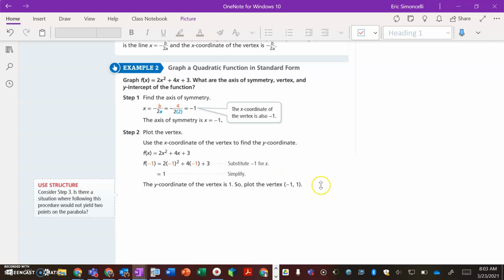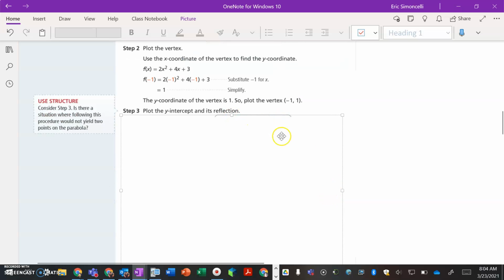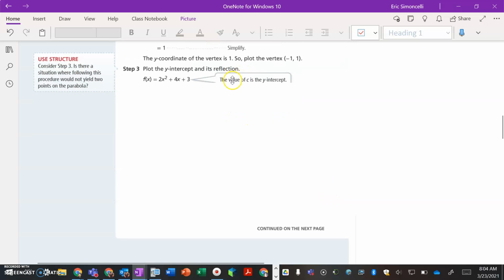So the y-coordinate of the vertex, like I said, is 1, so we're going to plot that point, -1, 1. And we're also going to plot the y-intercept and its reflection. So let's start unfolding here and uncovering. The value of c is the y-intercept. Plot 0, 3 and its reflection across the axis of symmetry, which is -2, 3.